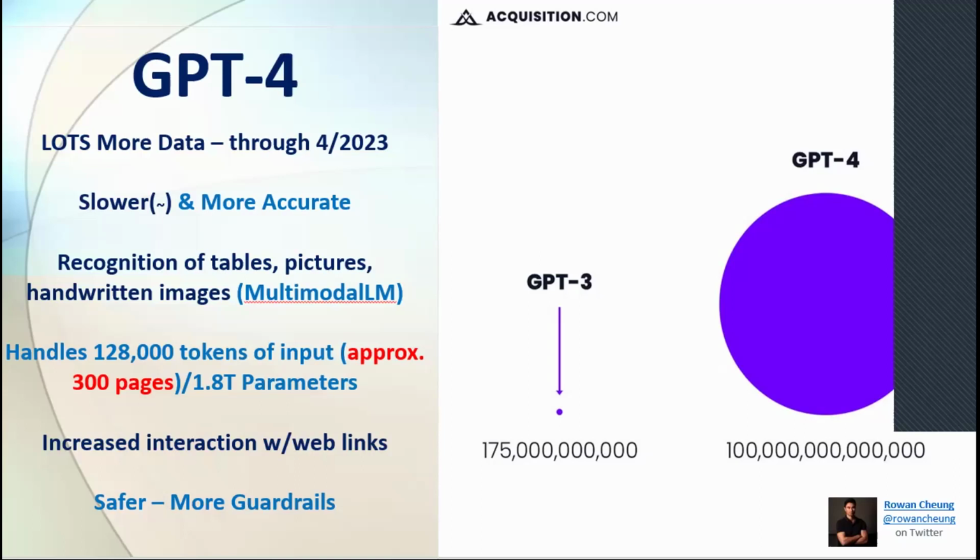But GPT-4, as I mentioned, will recognize pictures, handwritten images, and translate tables. And it will handle approximately 300 pages of input. That's as of last November. They upgraded it. It used to be about 50, 60 pages. Now it's over 300 pages approximately of input on GPT-4. So it has more capacity to remember stuff.